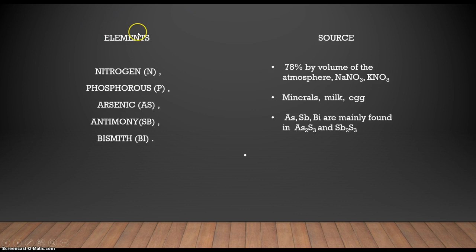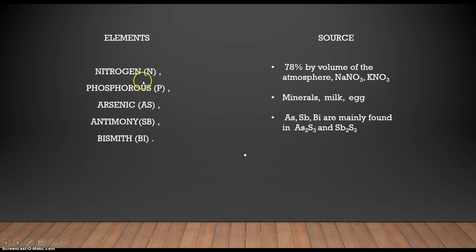So first of all, what are the sources of these elements? Nitrogen, phosphorus, arsenic, antimony, bismuth. These are the 5 elements that are present in group 15. As you can see over here, nitrogen is present almost 78% by volume of the atmosphere. Moreover, nitrogen is present as minerals in the form of sodium nitrate and potassium nitrate.